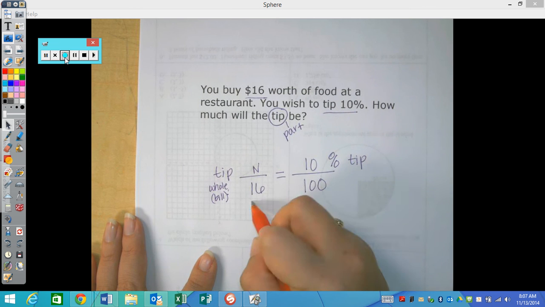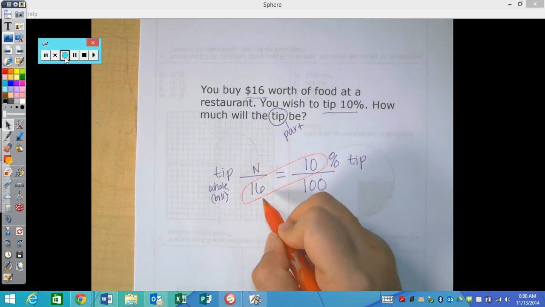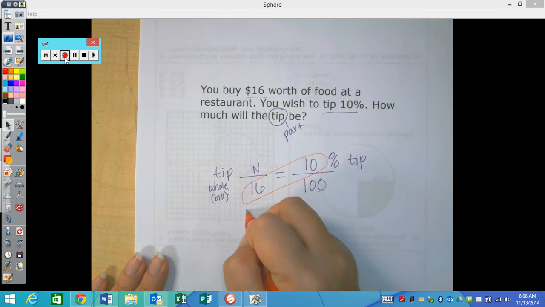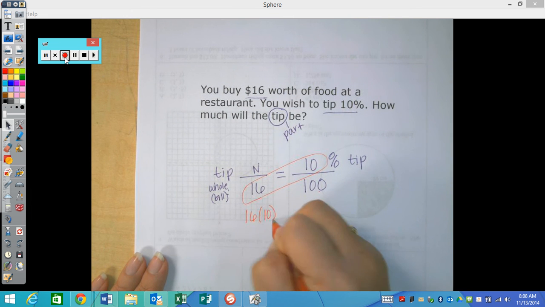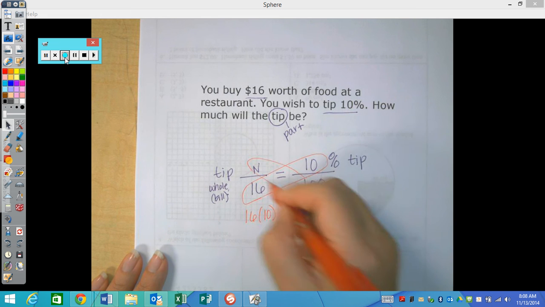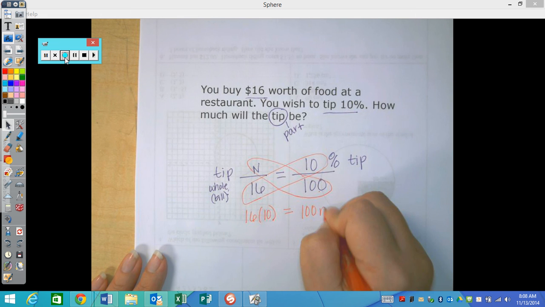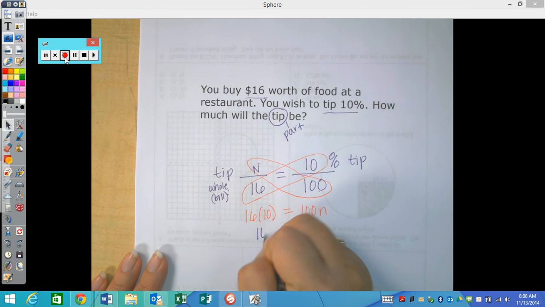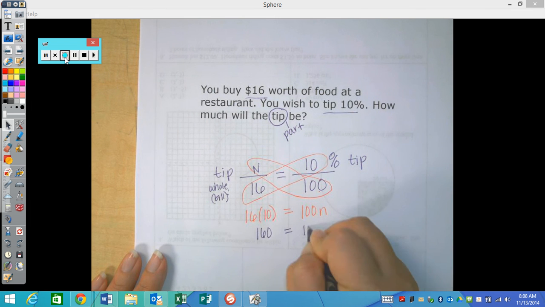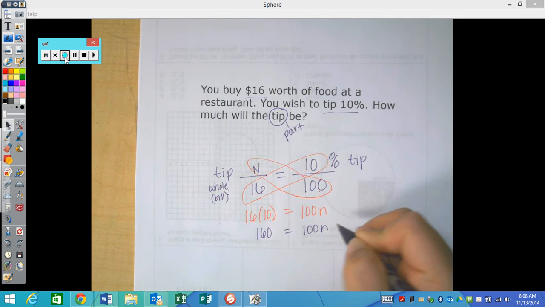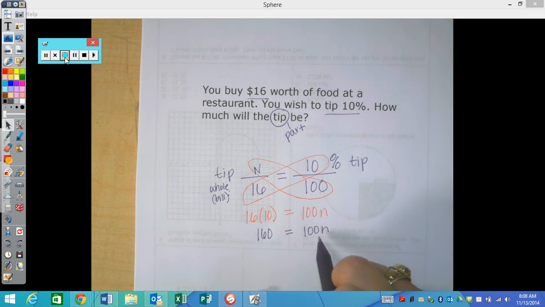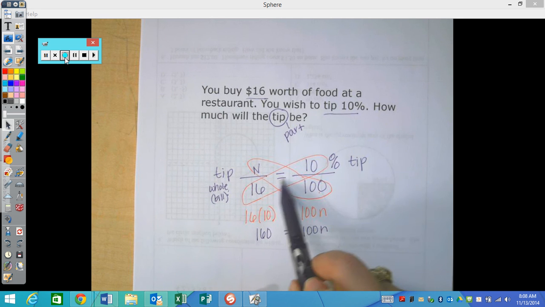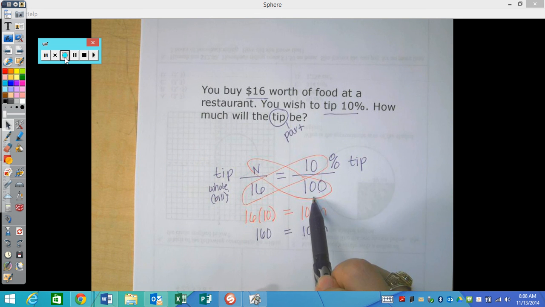So to solve our proportion, we're going to cross multiply, and then we're going to divide by the 100. So we have 16 times 10 is equal to 100 times N. Well, 16 times 10 is 160, which equals 100N. Now, a lot of you get confused when you see it like this, but this is the algebraic way to solve it. But just remember, it's the same thing as saying, I'm multiplying these two and dividing by what's within.